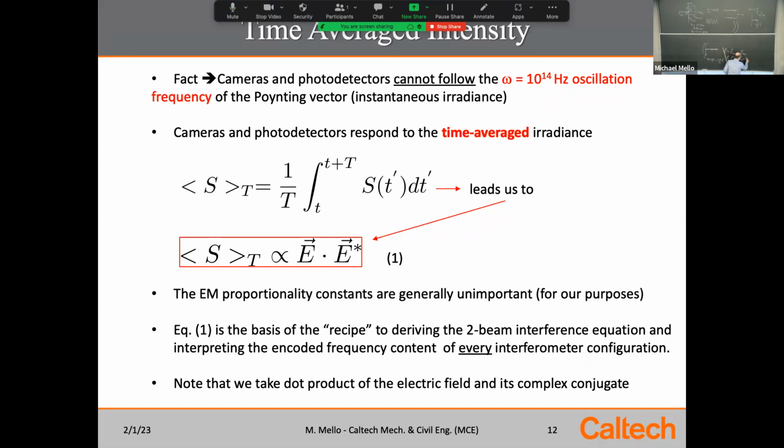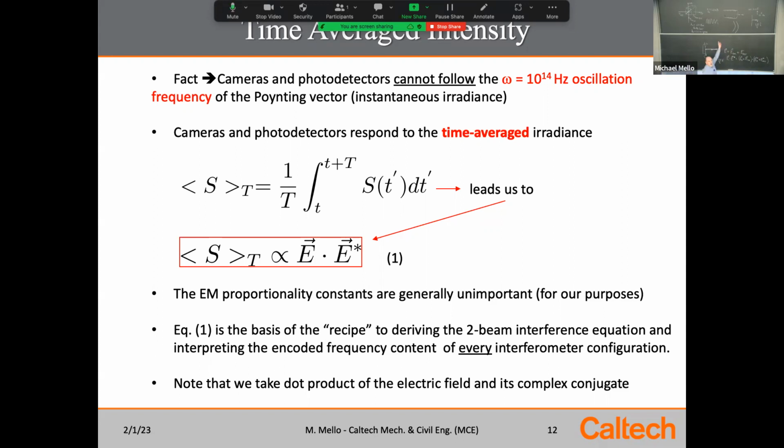(E_S + E_reference) times (E_S conjugate + E_reference conjugate). And you have to multiply all that out. And you'll see this again. I'm not going to let this go, okay? But I just want you to see the magic.